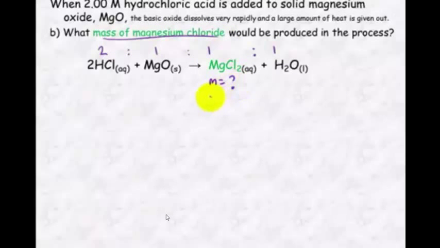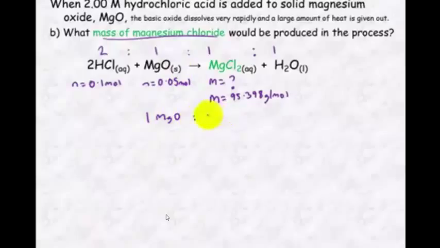M equals question mark. So let's write in big M straight away. Big M equals 95.398 grams per mole. Now, you've done the hard work in the previous question already. You've worked out that the number of mole of hydrochloric acid is 0.1 mole, and the number of mole of magnesium oxide is 0.05 mole. You could use either of these to work it out, but I think it's much easier because this is a 1-to-1 ratio, so use your answer here. You can see straight away that 1 of MgO will make 1 of MgCl2. It's a 1-to-1 ratio, so you know that the number of mole of MgCl2 will equal 0.05 mole.